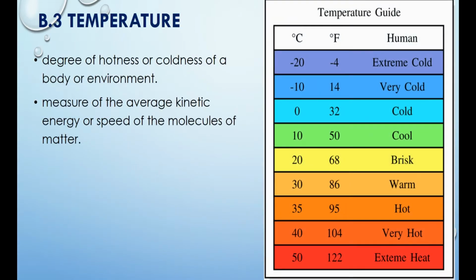Next is the temperature. Temperature is the degree of hotness or coldness of a body or environment. It measures the average kinetic energy or speed of the molecules of the matter. So we have different ranges here, or a temperature guide, which determines how we use the words hot, warm, cold, cool, extreme cold, and so on. So this is a temperature guide.